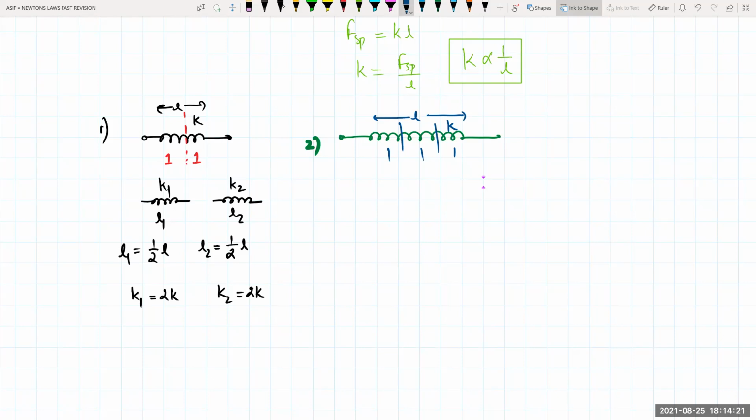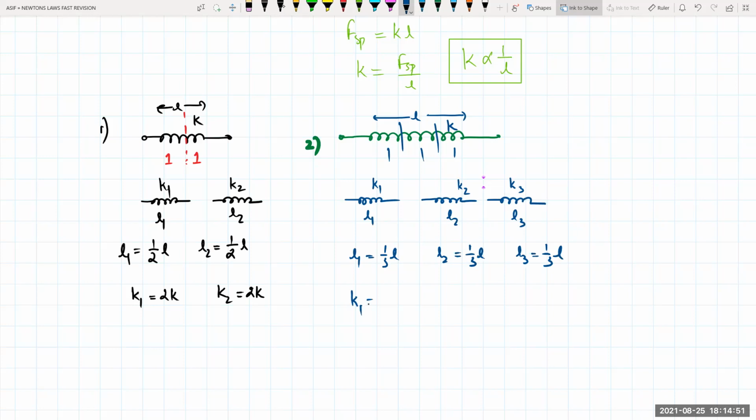K1, so therefore 3K. K2 is 3K, and K3 as well. L1 will be 1 by 3L, L2 is 1 by 3L. This is L1, this is L2, this is L3. This is K1, this is K2, this is K3. So L1 is 1 by 3 times of L, L2 is 1 by 3 times of L, and L3 is also 1 by 3 times of L.